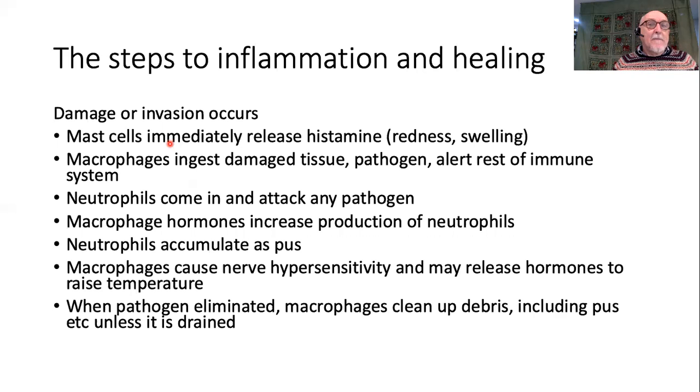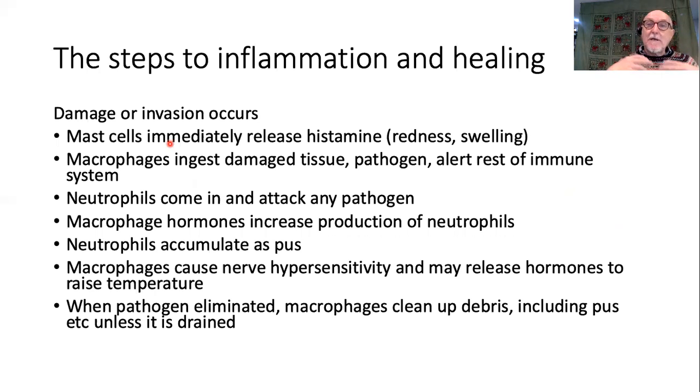Macrophages in the area will start to eat both damaged tissue, but also pick up pathogens, and eat bacterial pathogens, for example. And when they do that, they release the hormones, which alert the rest of the immune system. And one group of cells which immediately begin responding are the neutrophils. And the neutrophils begin to migrate towards the site of that infection.